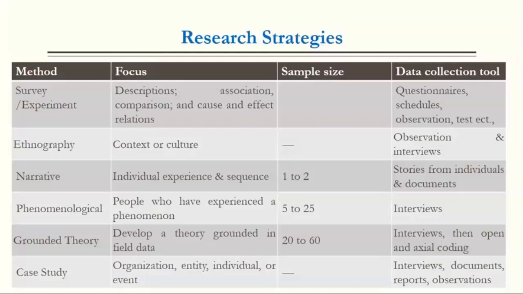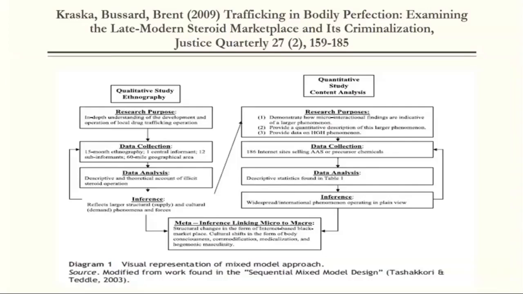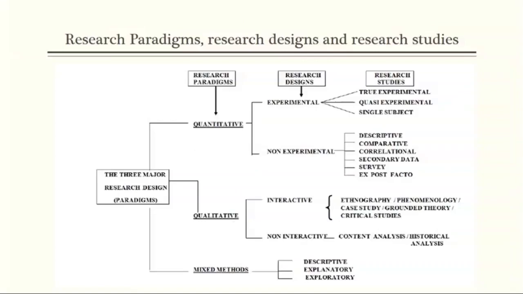If you are going to use these kinds of methods, you are going to have different kinds of tools, like questionnaire, schedule, observation, text. This is another simplified version of selecting your research tools. If you are using quantitative, you have 2 types: experimental, non-experimental. If you are using qualitative, it is interactive, non-interactive. If you are going to use mixed methods, it is going to be descriptive.